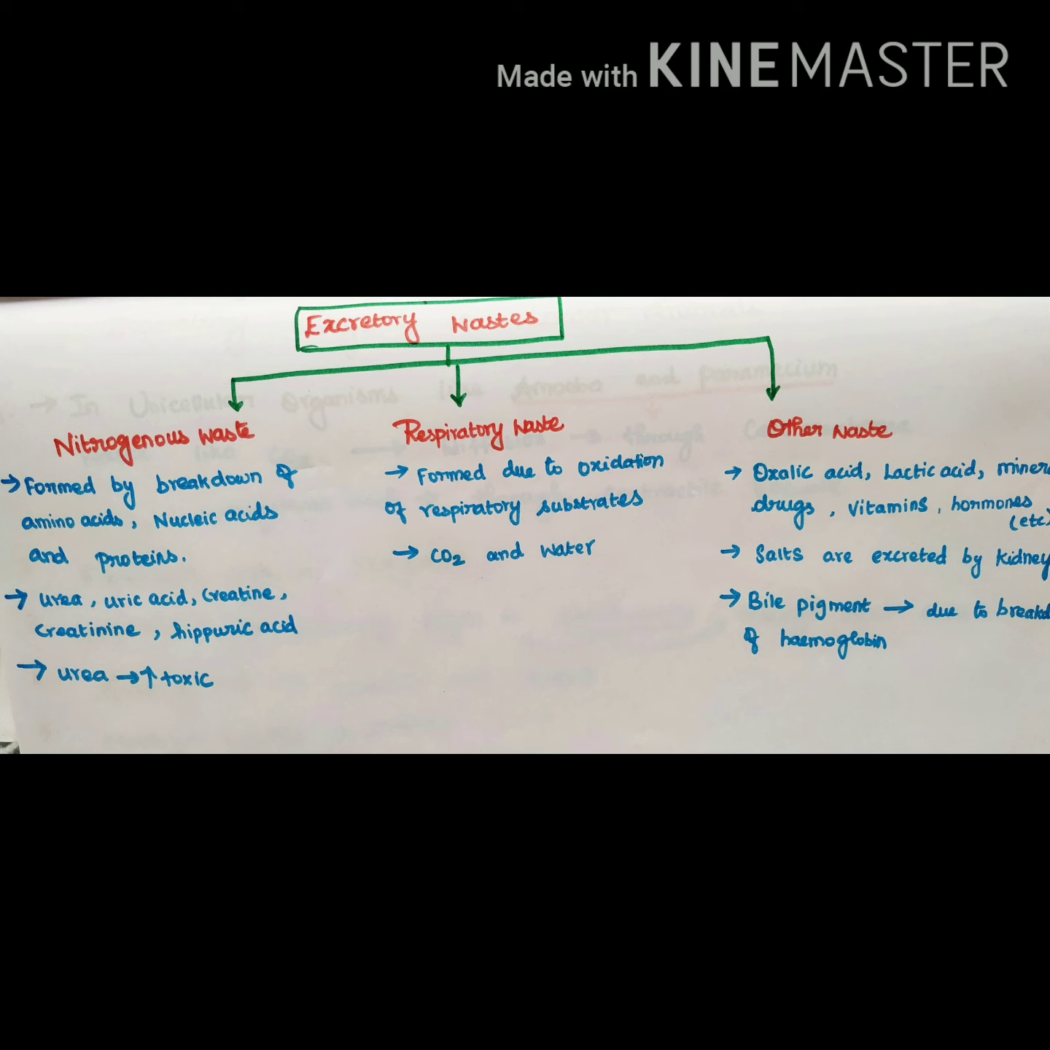So again I'll repeat, how is the nitrogenous waste produced in the body? By breaking down during metabolic activity, whatever substance you take, such as proteins, it will get broken down. So while breaking down substances like amino acids, proteins and nucleic acids, the nitrogenous waste will get produced. And among the nitrogenous waste, urea is considered highly toxic.